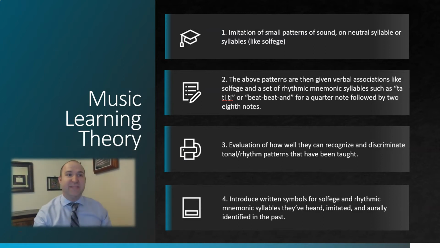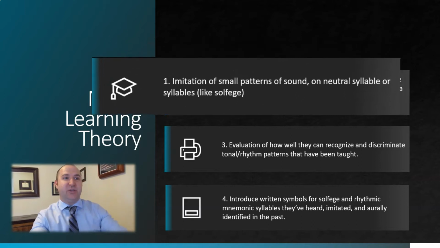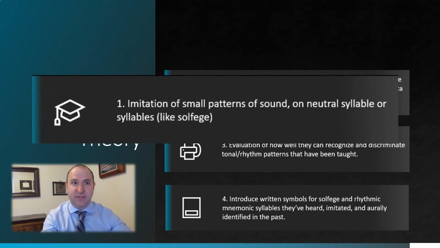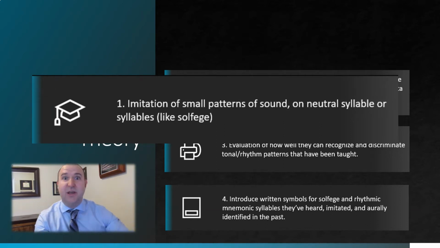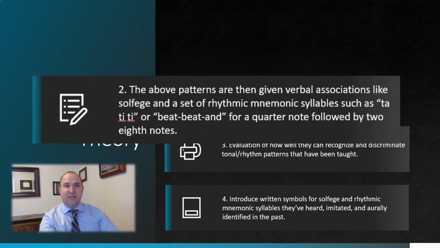Edwin Gordon proposes 8 stages or steps of musical learning. Step 1. Imitation of patterns of sound on neutral syllables, then solfege eventually. You want to use a variety of tonalities and meters, 4/4, 3/4, 6/8, major, minor, and so on. They will only audiate and learn patterns from exposure. Step 2. The patterns are then given verbal associations like solfege and a set of rhythmic mnemonic syllables such as ta, ti, or 1, 2, n, for a quarter note followed by 2 eighth notes.